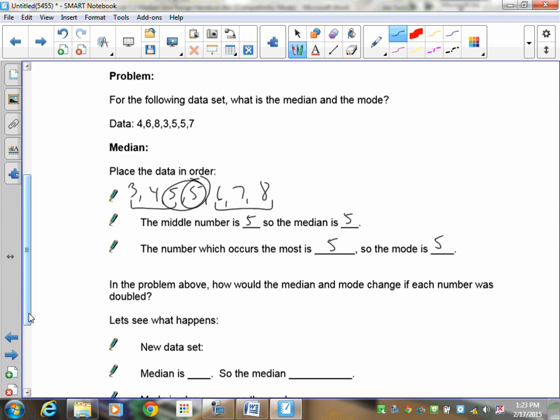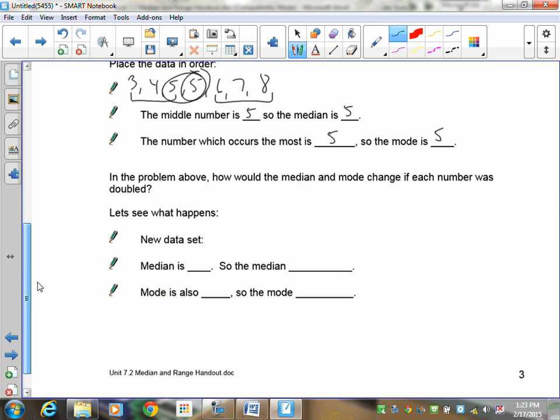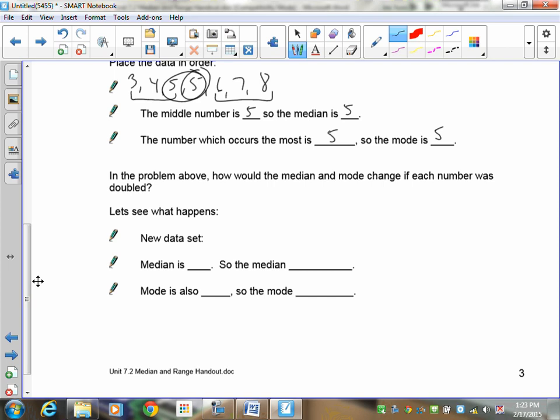Now, in the problem above, what would the median and mode change to if each number was doubled? If each number was doubled. So pause the recording, double each number, and find out what your answer is.